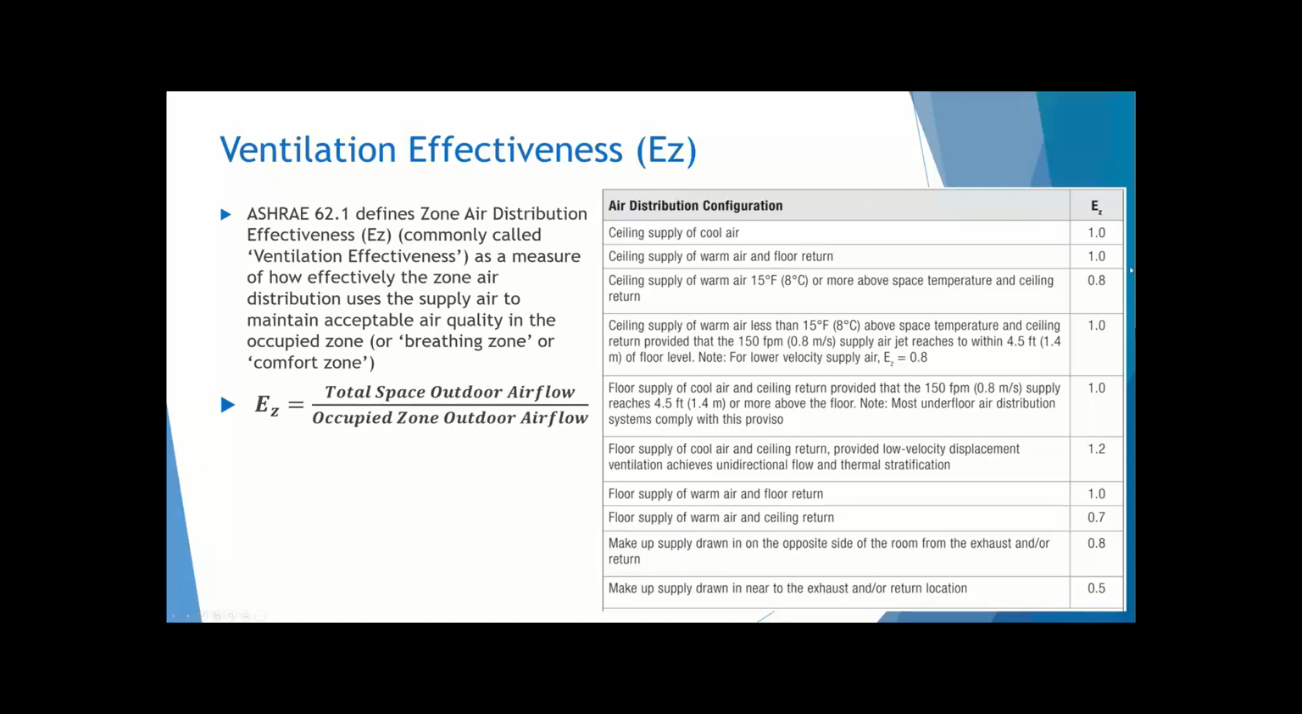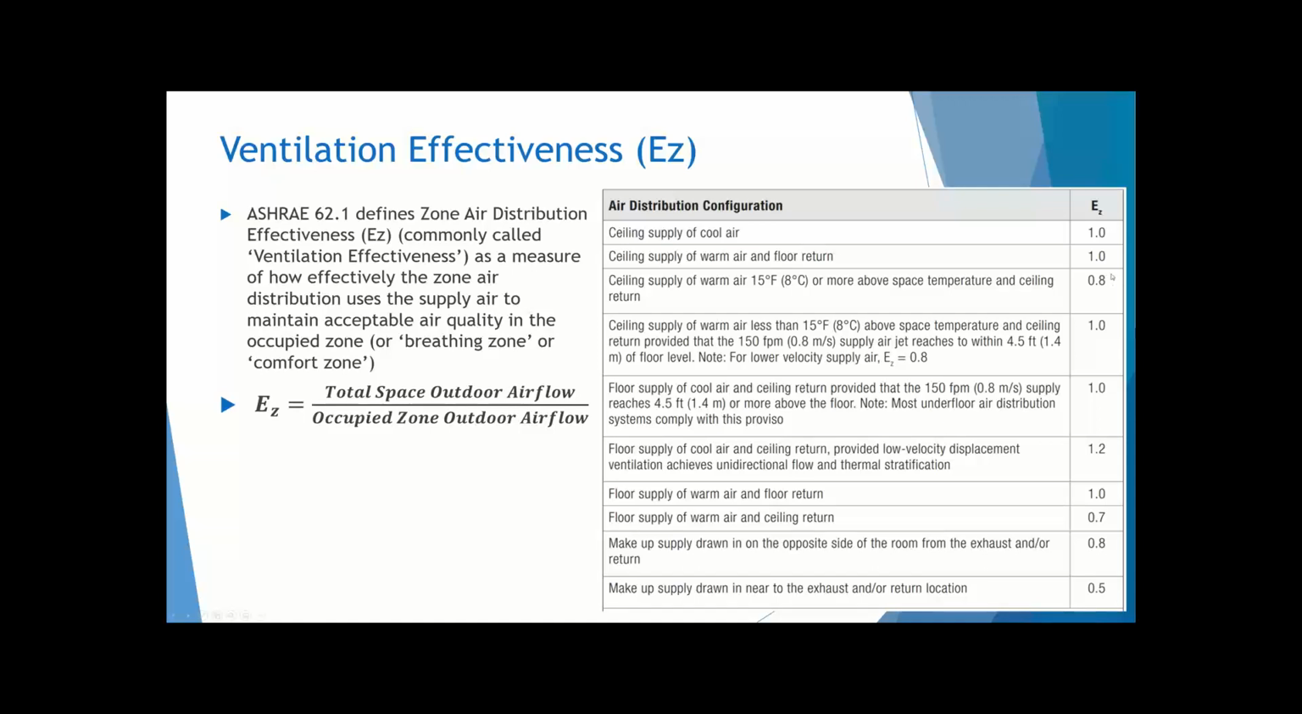these are all mixed systems. Actually, the top 4, sorry, maybe top 5. So anytime you're supplying cool air in a mixed system, you're going to get a ventilation effectiveness of 1.0. And that's saying that the amount of air you're providing to the space as a whole is an equal airflow as what you're trying to provide to that occupied zone.